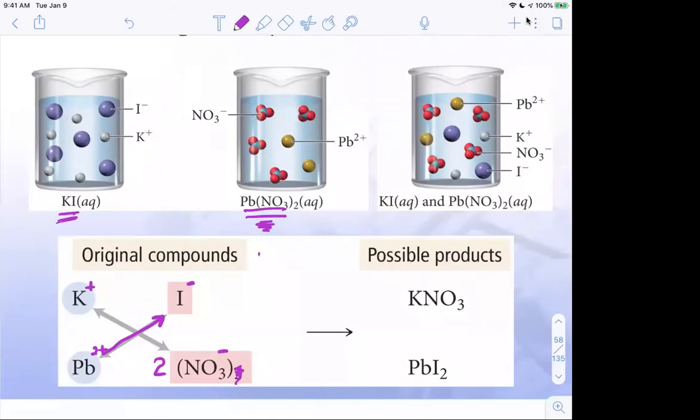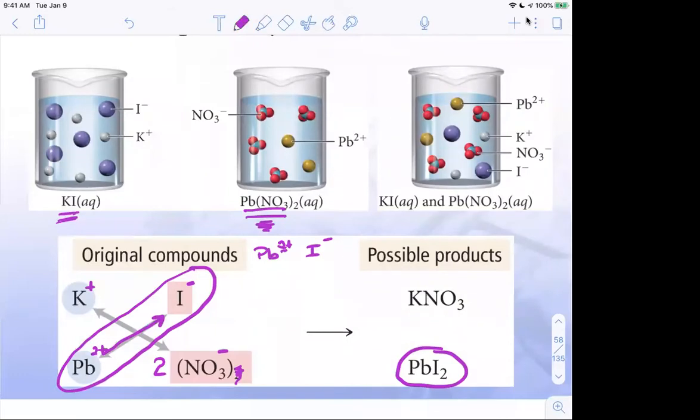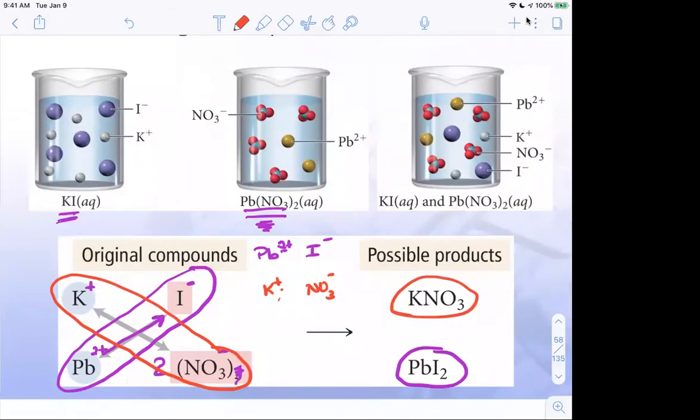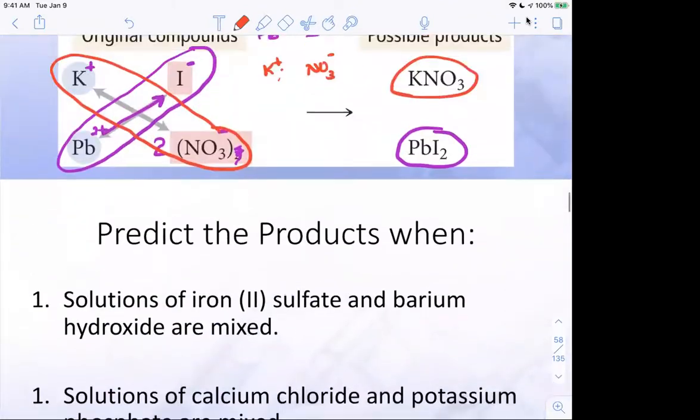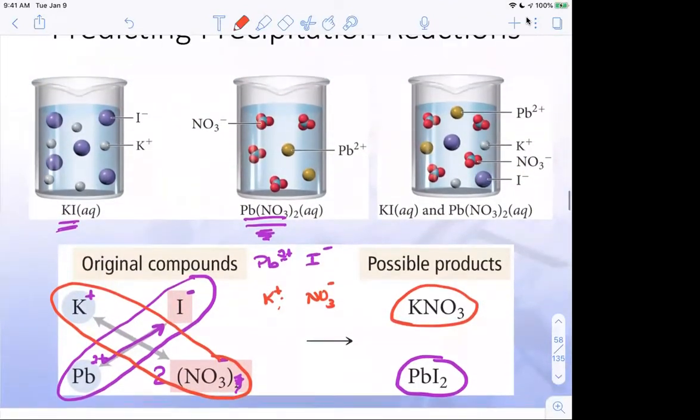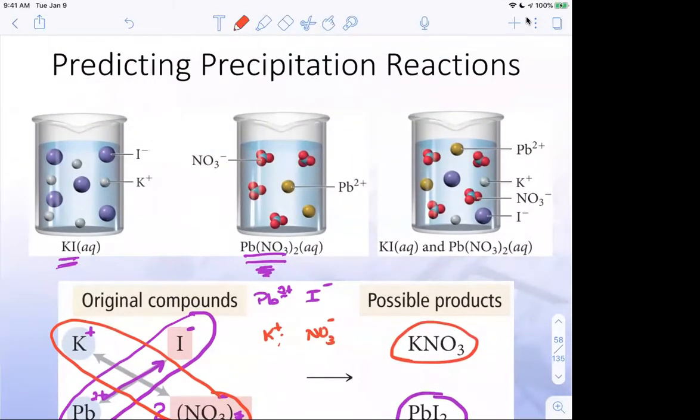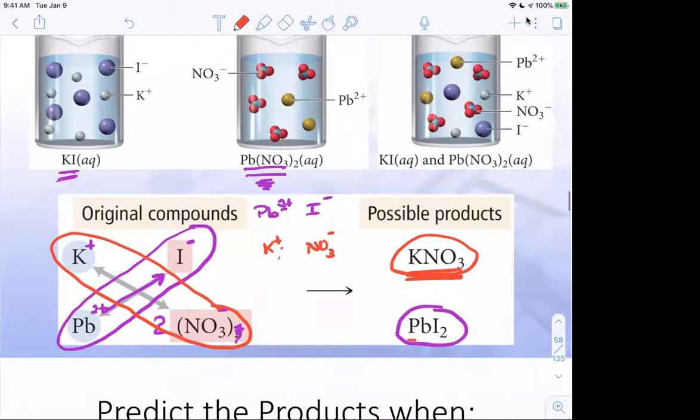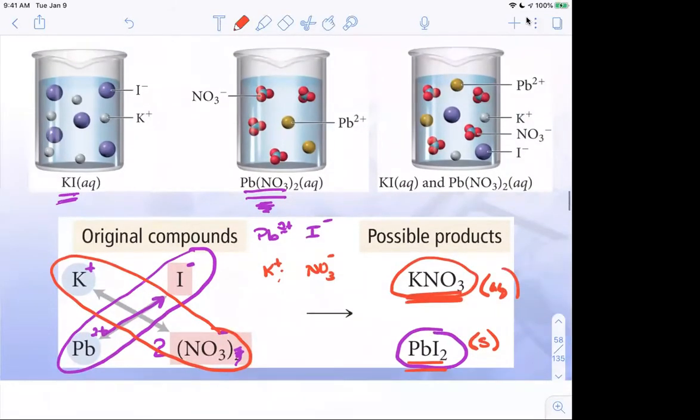Notice if I have Pb2+ and I-, right? This is my new combination. The correct formula to balance those charges is going to be PbI2. And then when I look at the other combination, my potassium and my nitrate, I have K+ and NO3-. That would be a 1-to-1 ratio and give me that possible product. So as the final result, I have my potassium nitrate and my lead iodide. This is going to be a solid, and this is going to be aqueous when I use those solubility rules.